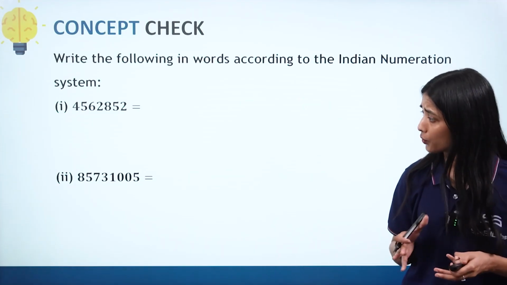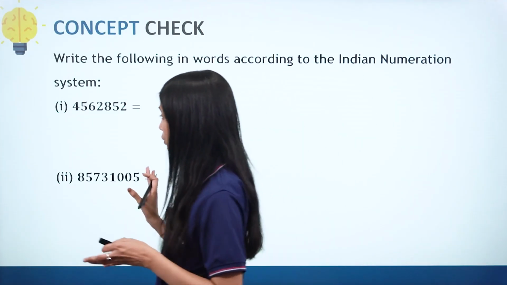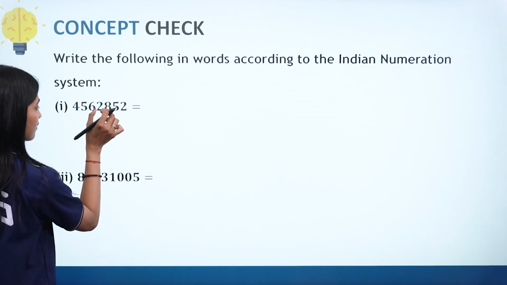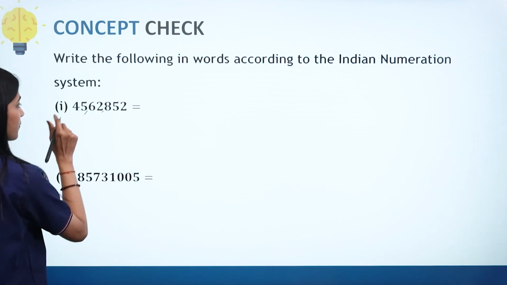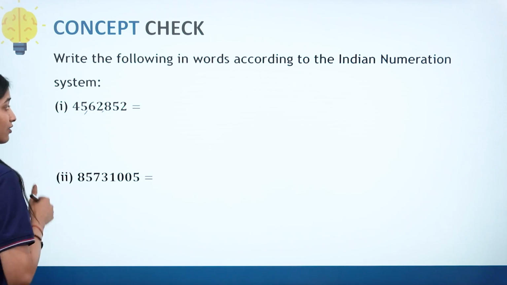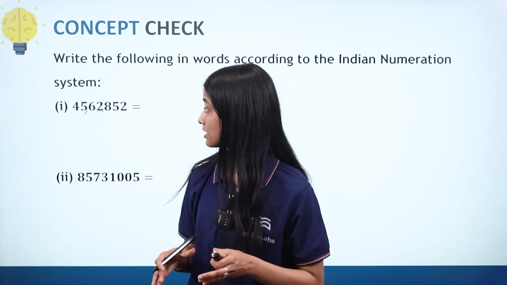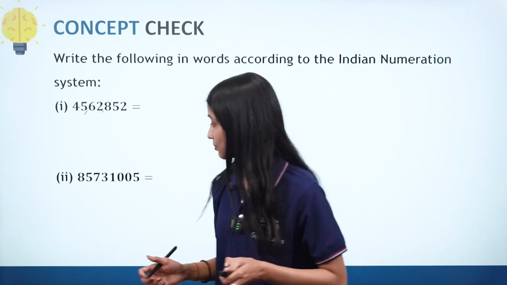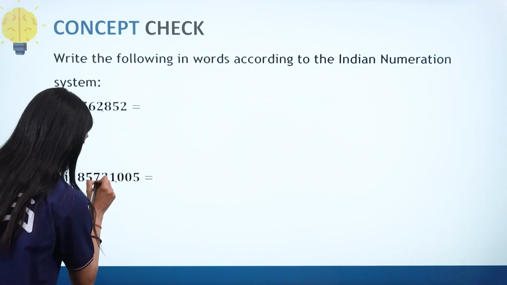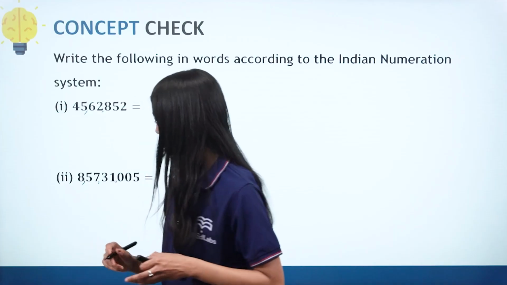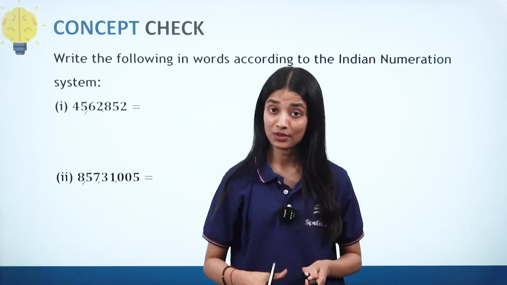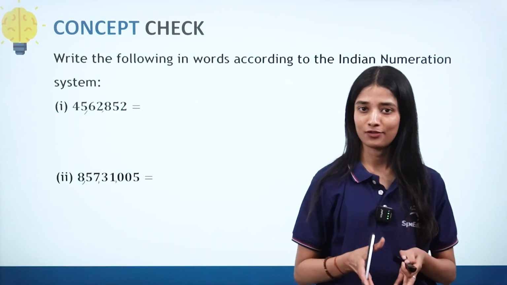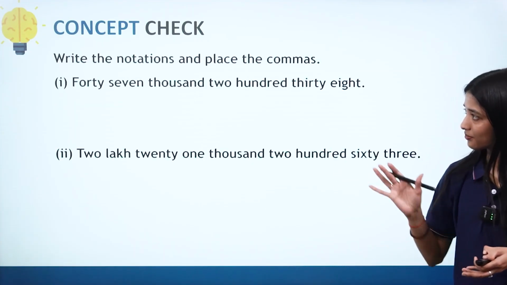Next we have some more questions like this. I want you all to do this question on your own. The first comma will come between these two numbers, 2 and 8. Then here, so this number is how much? It is 45,62,852. Then we have this next number. Place the commas: 8,57,31,005. Okay, you can just write this in words, and you are done.